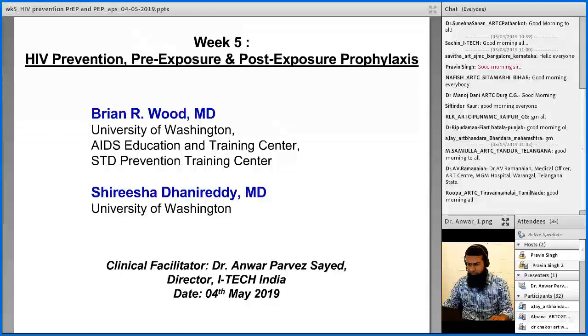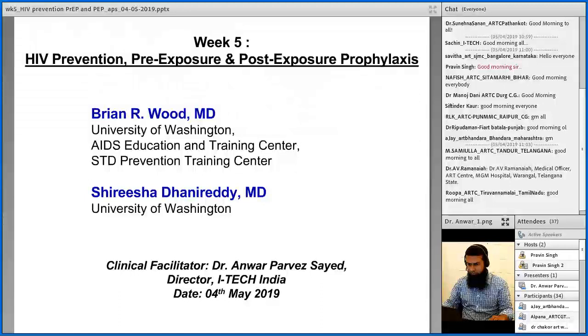HIV treatment as prevention, we are already doing. Some may know about it, some may not, but the treat-all strategy is already a very important preventive strategy. So we are already doing that. When Dr. Dhani Reddy talked about ART as prevention, it explained where it is coming from and why it is good to use.